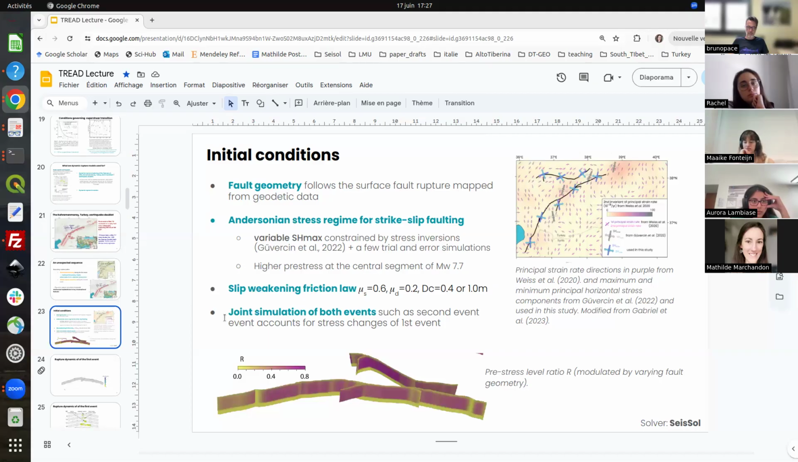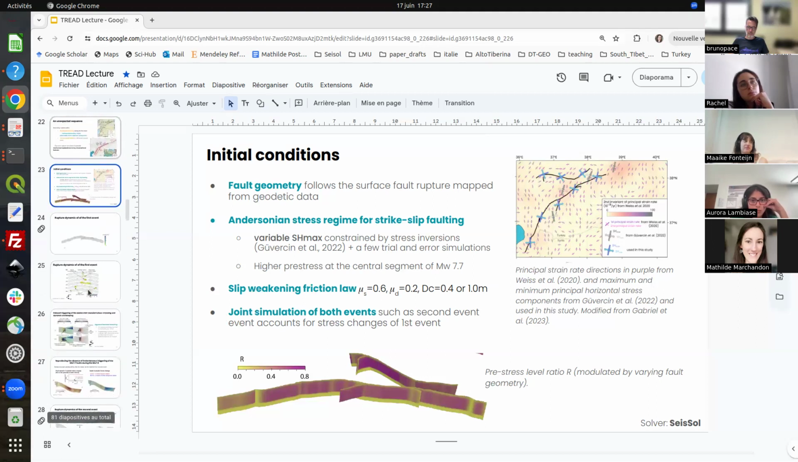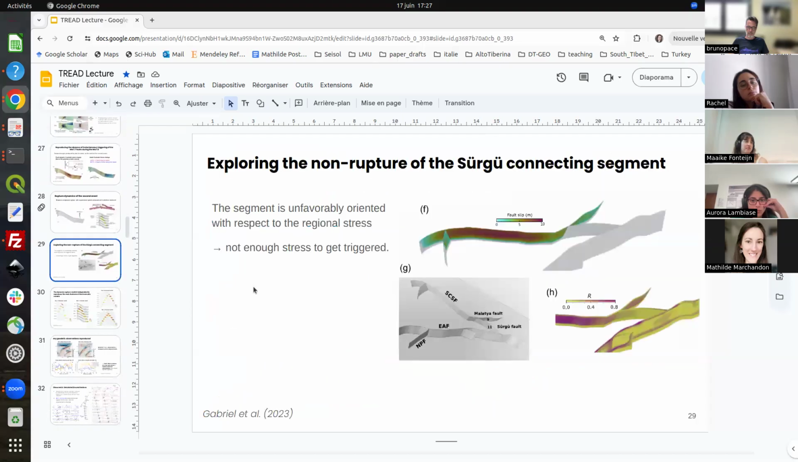So yeah, I was thinking still about the Turkish doublet. You mentioned, as Daniel also mentioned, that the part of the fault that would join the two faults didn't break, and it went to the northeast.